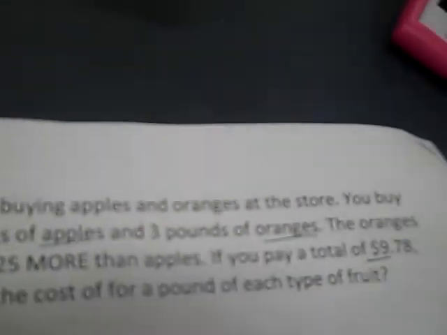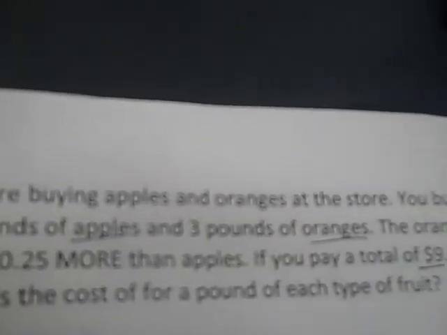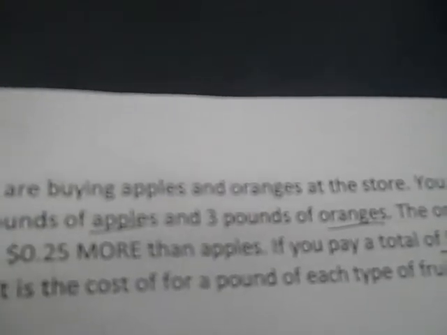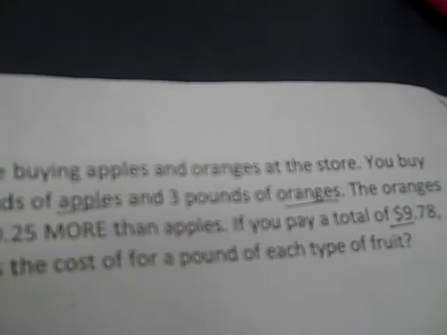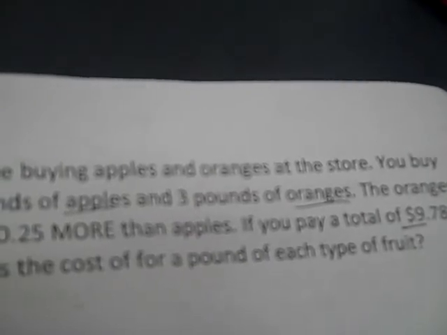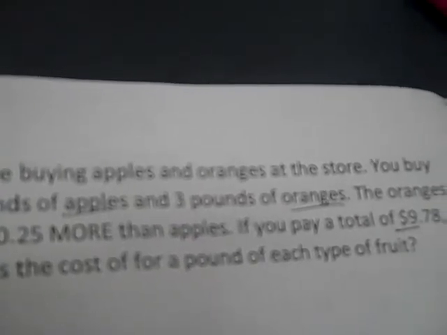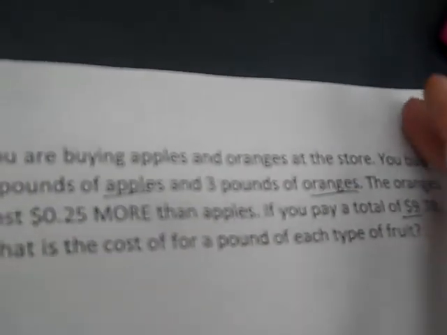Okay, last problem. You're buying apples and oranges at the store. You buy 4 pounds of apples and 3 pounds of oranges. The oranges cost 25 cents more than apples. If you pay a total of $9.78, what's the cost for a pound of each type of fruit? Okay. 3 units, apples, oranges, and money.